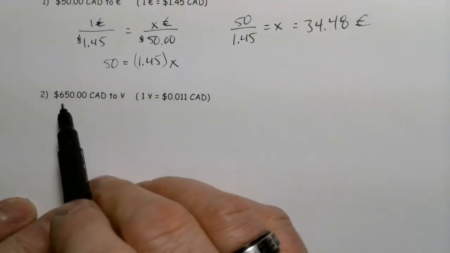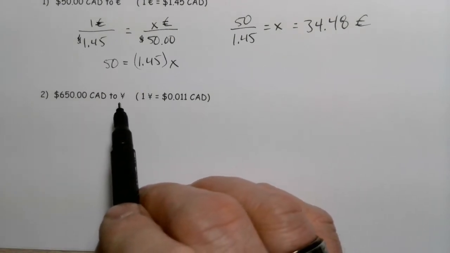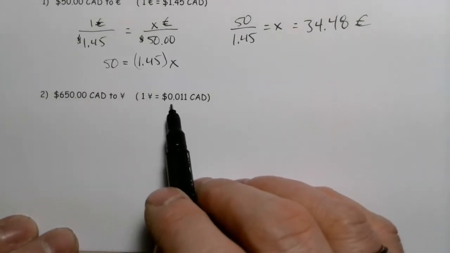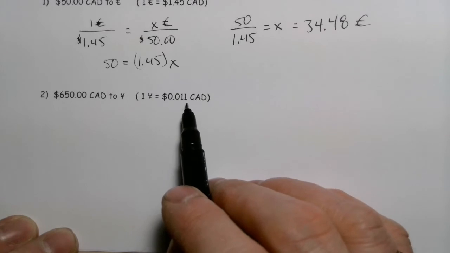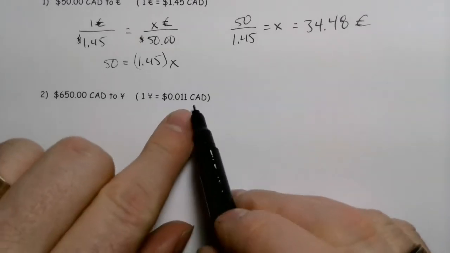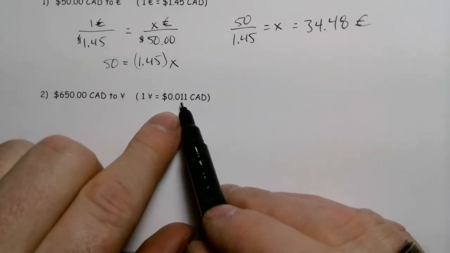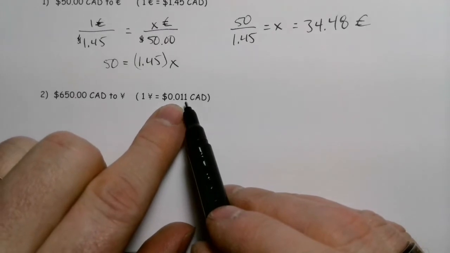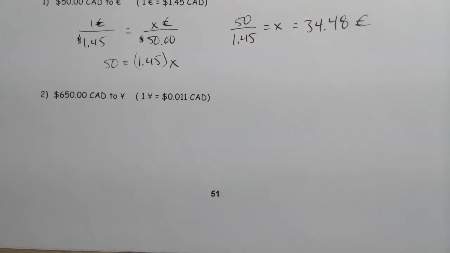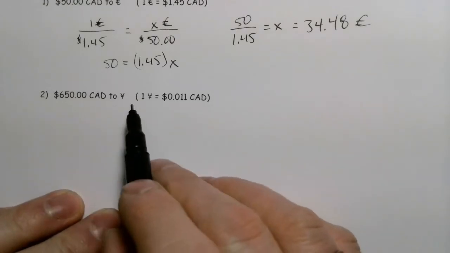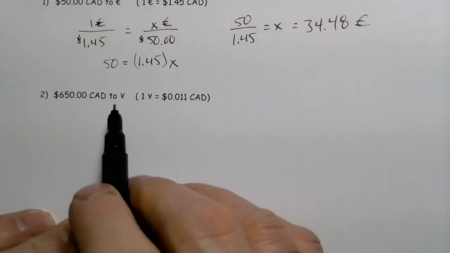I've got $650 Canadian, and I'm going to convert that into yen. Now, 1 yen is 0.011 Canadian dollars. Now, that's an interesting conversion there, right? It's 11 thousandths there. So that just means that when you're looking at the values, it's going to look like a Canadian dollar is worth a lot more than a single yen, and there's the issue there, the single yen here.